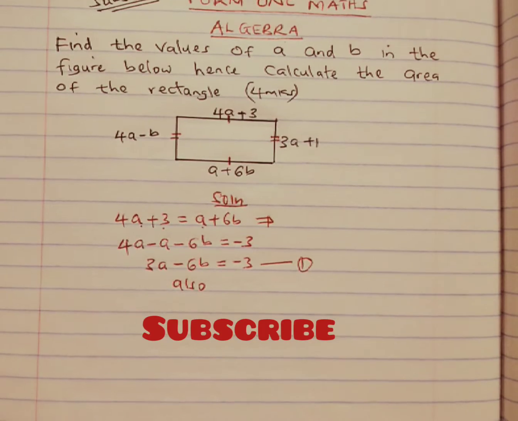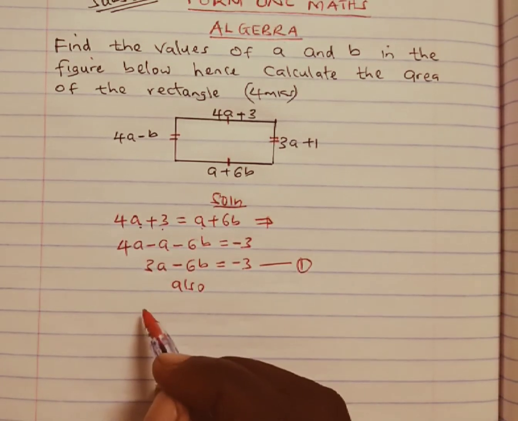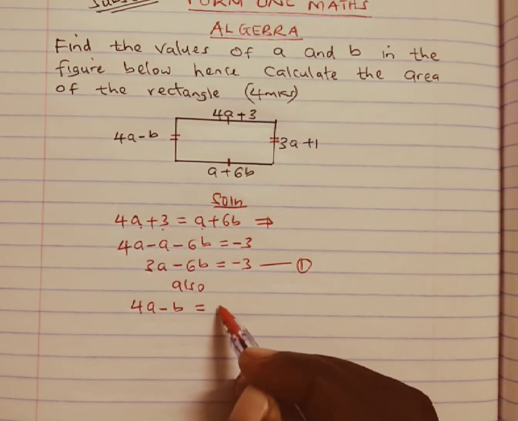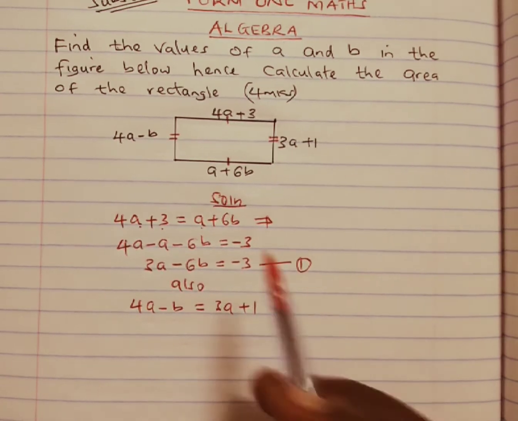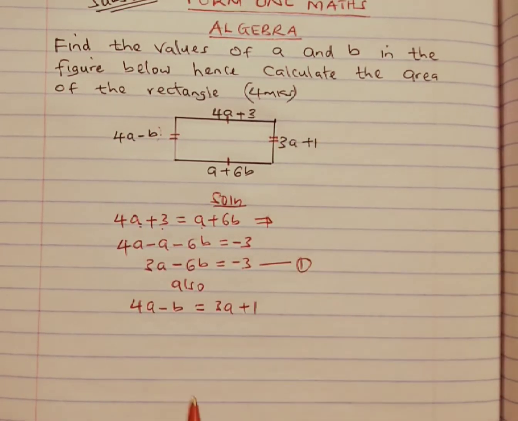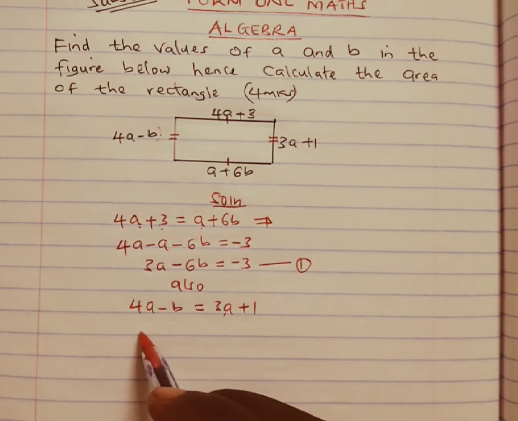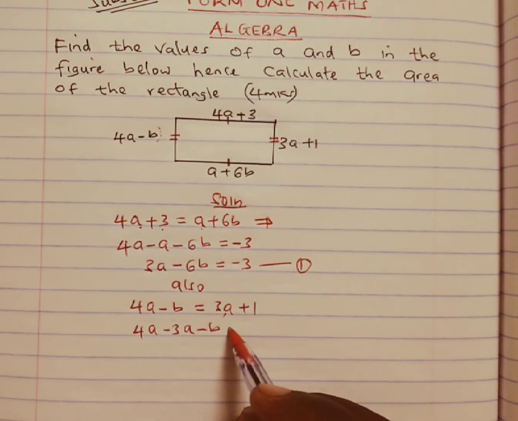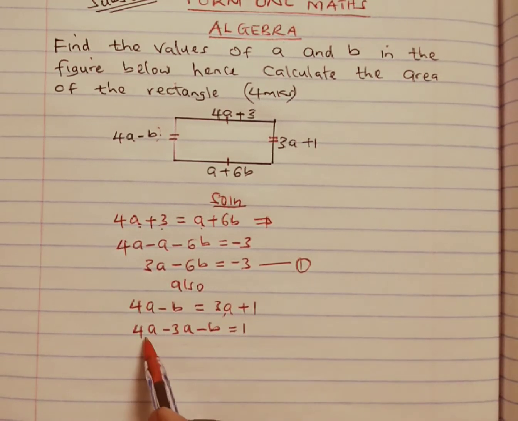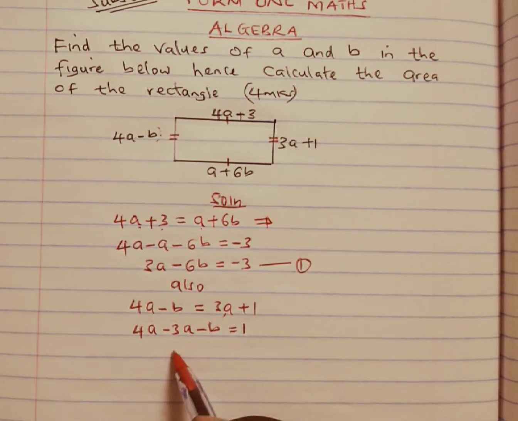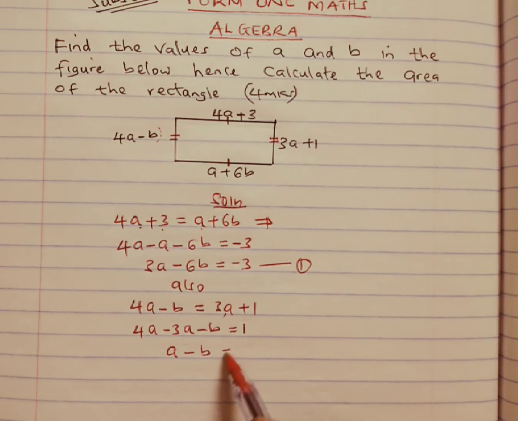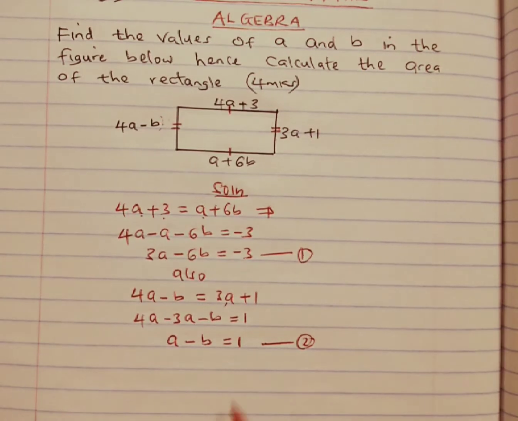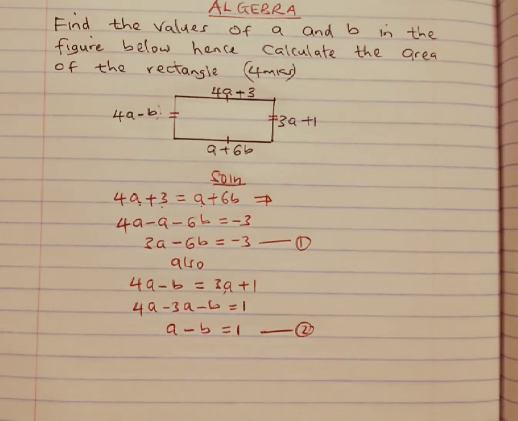Also, 4A minus B is equal to 3A plus 1, meaning this side is also equal to this other one. So if we bring 3A to this other side, we are going to have 4A minus 3A minus B being equal to positive 1. So 4A minus 3A gives us A minus B, and this one is equal to 1, and this forms our second equation.